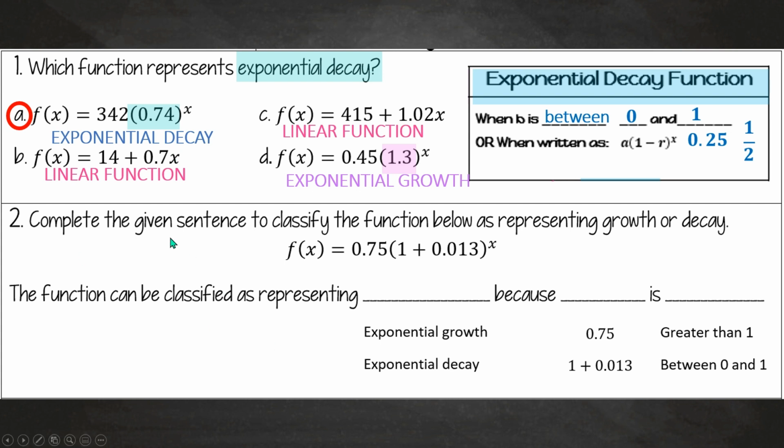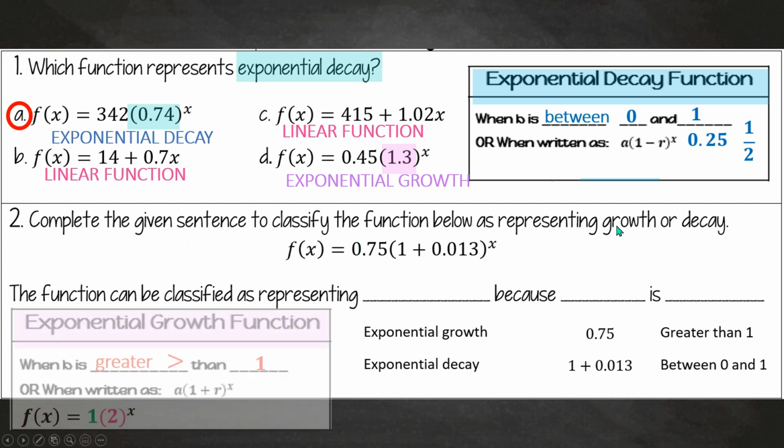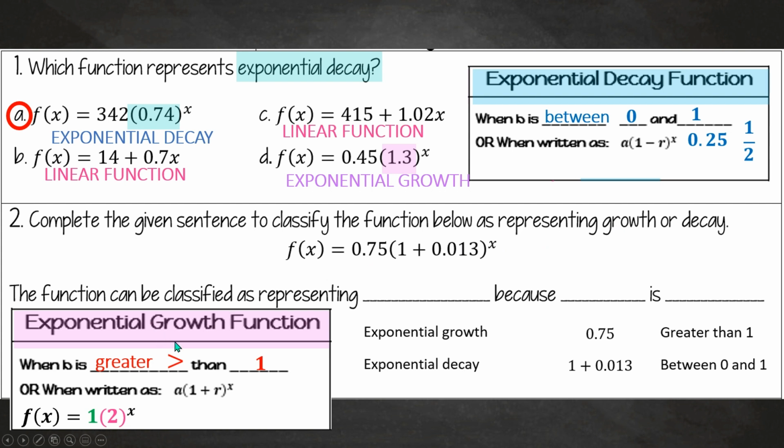Moving on to question 2. Complete the given sentence to classify the function below as representing growth or decay. So growth is when my b term, so the number inside the parentheses, is greater than 1. So I am looking here to determine if it's growth or decay.